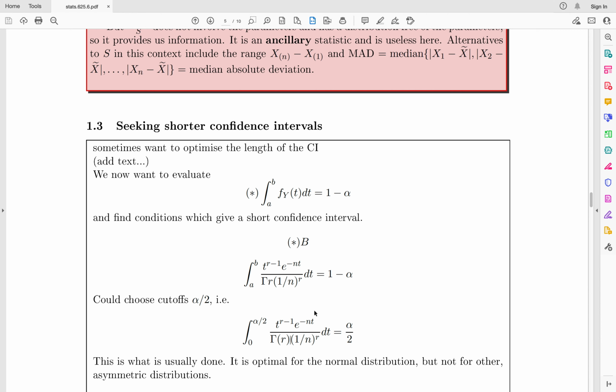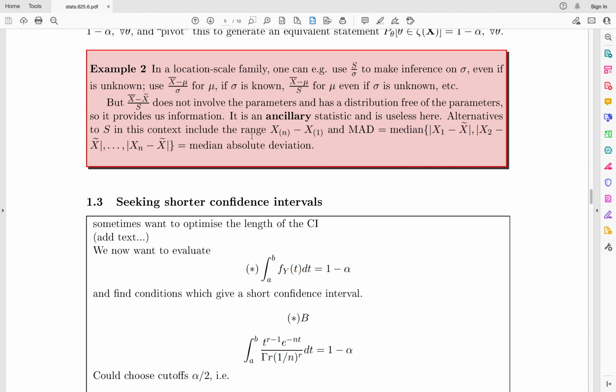And there are several examples of this. You've done some of this, we've already done one. Here are some more, and we have to be a little bit careful with exactly which quantities we choose. We cannot choose a quantity such as the mean minus the median over the standard deviation, because this doesn't involve the parameters, and it also has a distribution free of the parameters. So it has no information. It's an ancillary statistic in a location scale parameter.